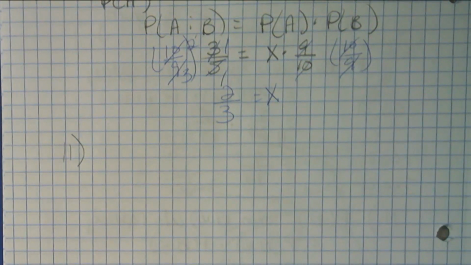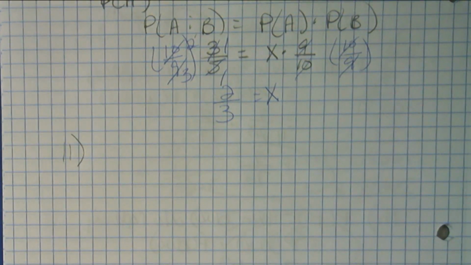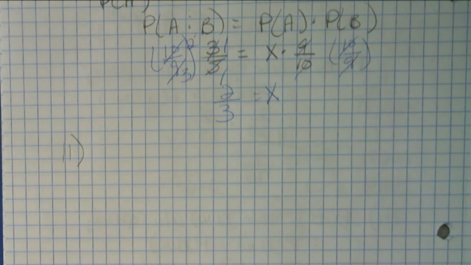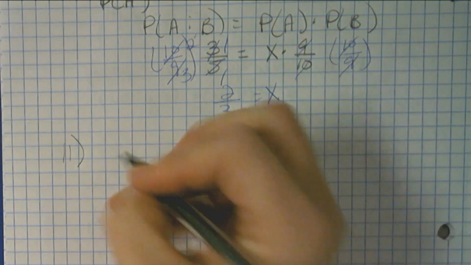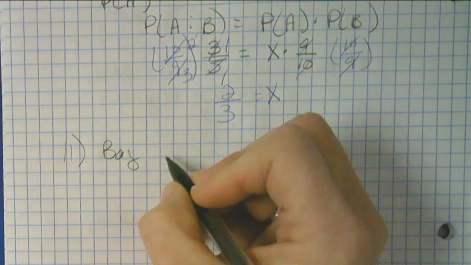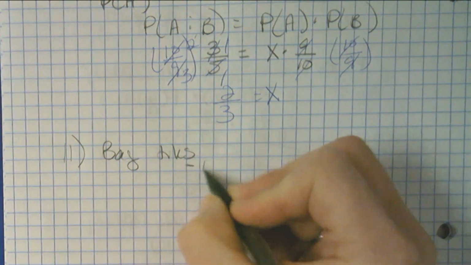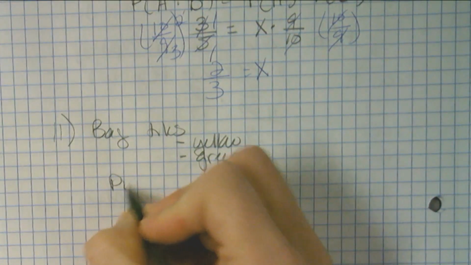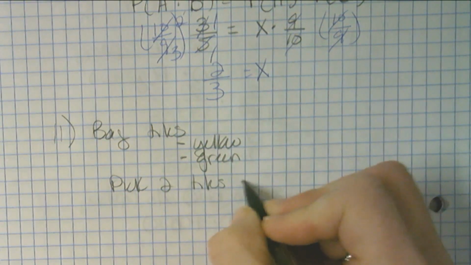All right, number 11 said you have a bag of green and yellow tiles. You pick 2 tiles without replacing the first one. The probability that the first tile is yellow, the probability that both of the tiles are yellow. So they're doing essentially what we have in 7 through 10. This is a story problem for it. All right, so we have a bag of tiles. We have yellow and we have green. We are picking 2 tiles without replacing.